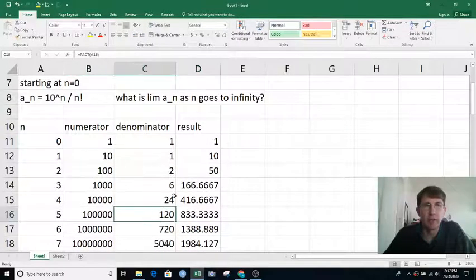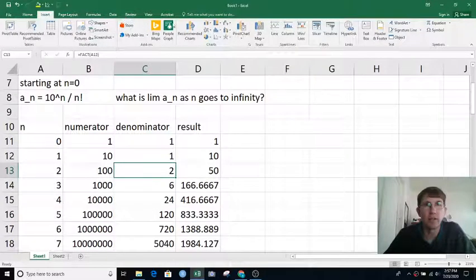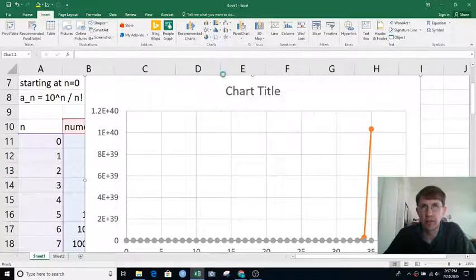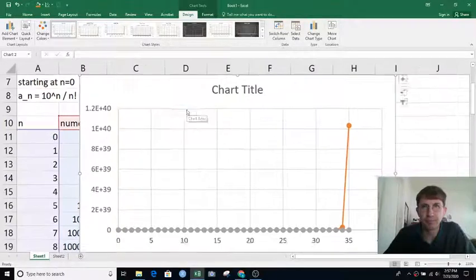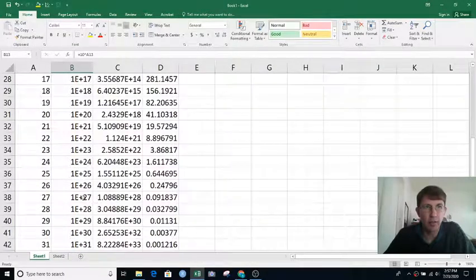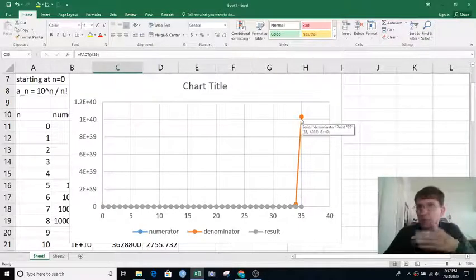If you just highlight one cell in the middle here and insert scatter plot, I like to do markers with connecting straight lines for this. So the numerators are getting big by a factor of 10 each time. The denominators are also getting big. So that's really making it hard to see what's going on, because that last one is so big, the scale gets squished for everything else.